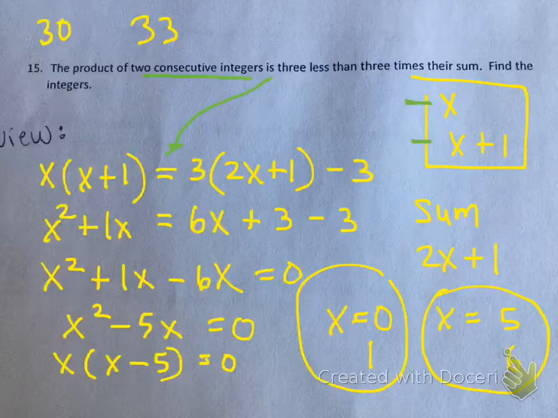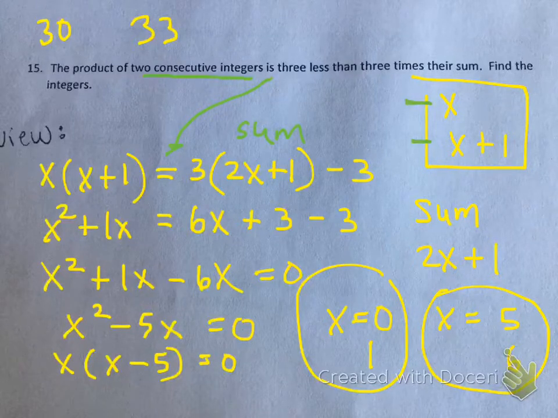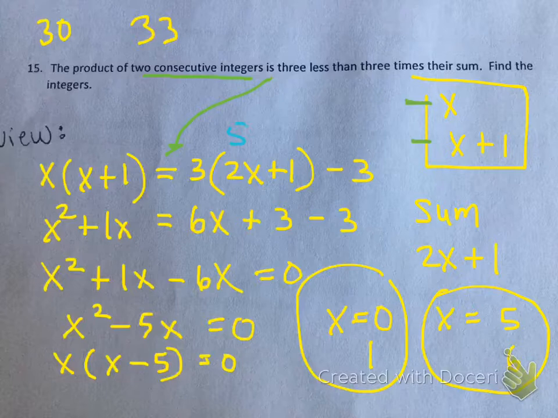The product means multiply, so I multiply, of 2 consecutive integers is, means equals, is 3 less than 3 times their sum. Okay. So I added them together. This was their sum right here. Well, that's kind of a bad color, huh? Okay, how about I make it a better color? Oh, that's pretty. Okay, here we go. Maybe not. This is their sum.